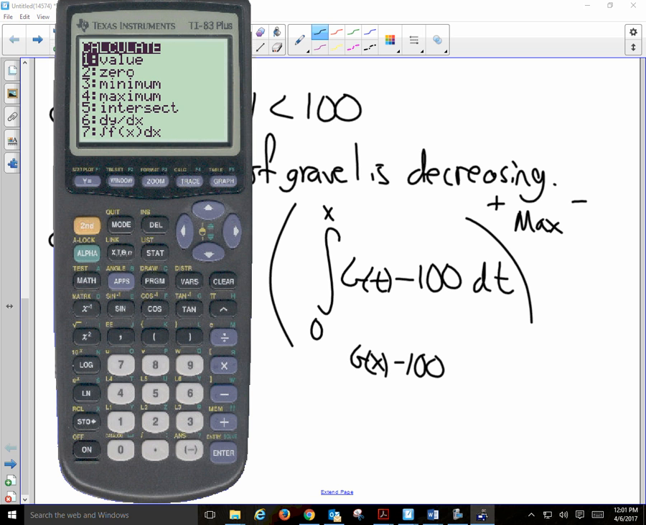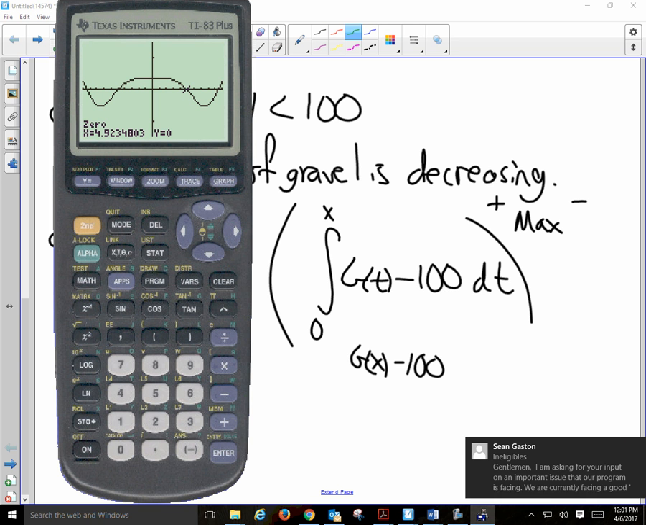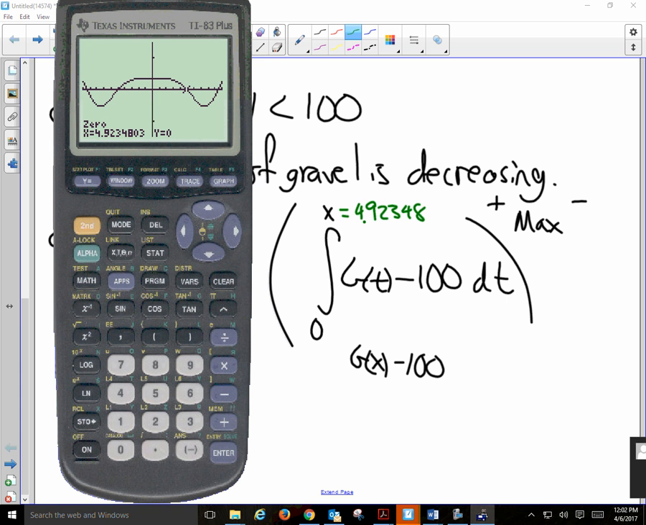Second, calculate 0. So I go over here. We're almost done. I go enter. I go enter. And enter. And it tells me I get x is 4.92348. So now I'm going to figure out what that amount is.